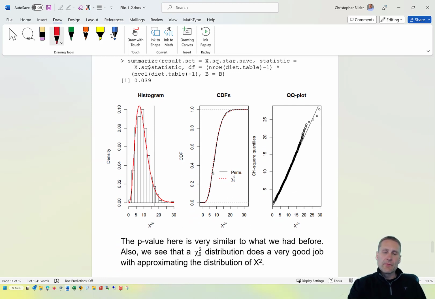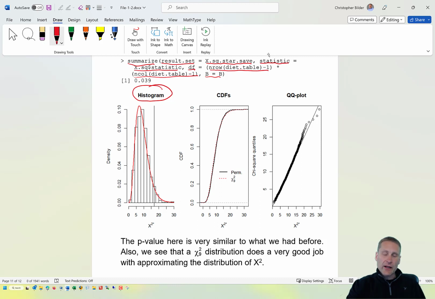So, just to make sure you see how to run this function, summarize, I put all the X squared stars in my argument called result.set. I put my original test statistic value in there for statistic. My degrees of freedom ends up being the number of rows minus 1 times the number of columns minus 1. That's what I would have for degrees of freedom for using a chi-square distribution. And then I'm going to state what B actually was. The first plot that's generated from this function is a histogram.